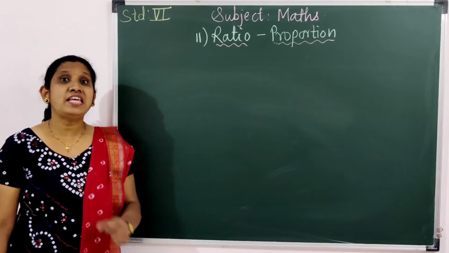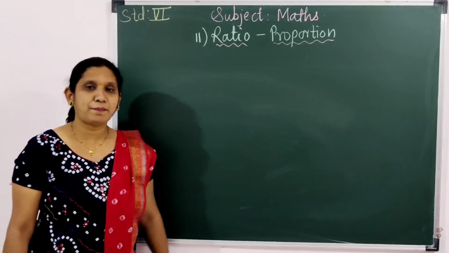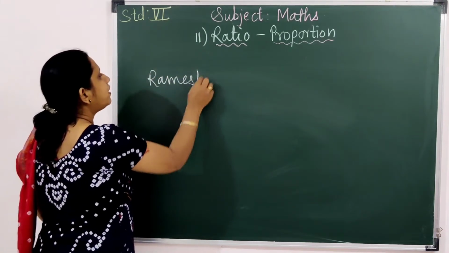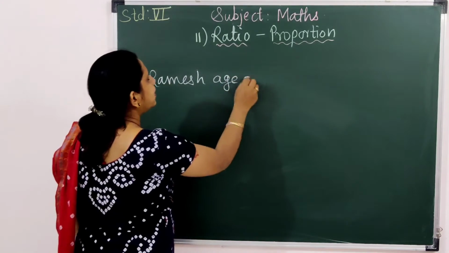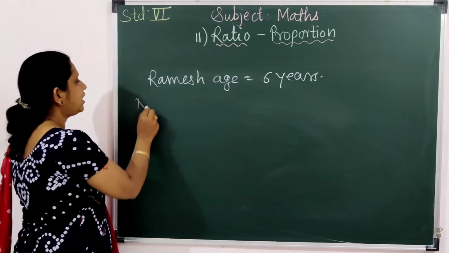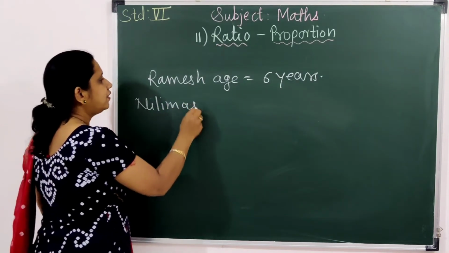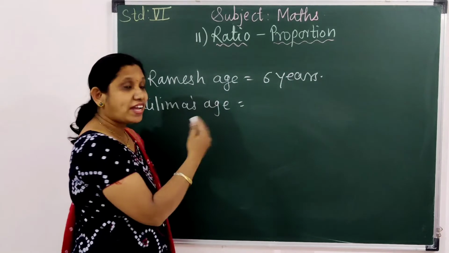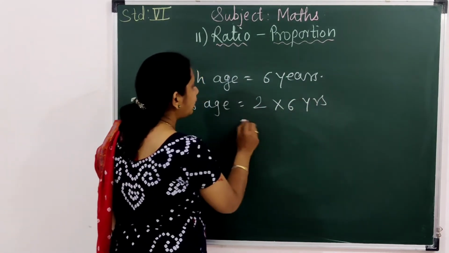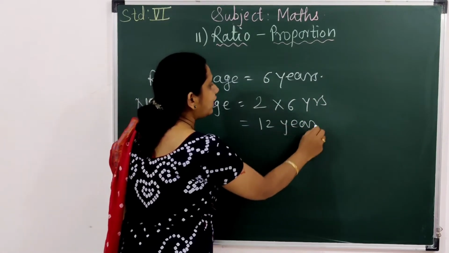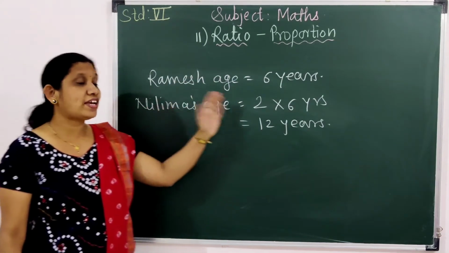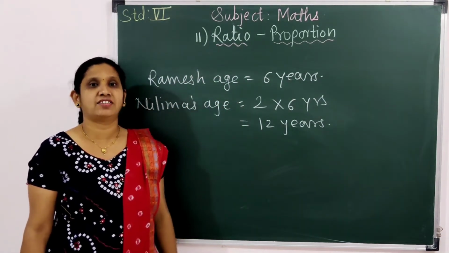Students, you have to see the diagram on page number 56. Here, Ramesh's age is given as 6 years, whereas Nilima's age is twice that of Ramesh. It means 2 into 6 years will be 12 years. Alright. So, Ramesh's age is 6 years and Nilima's age is twice of Ramesh, which means 12 years.